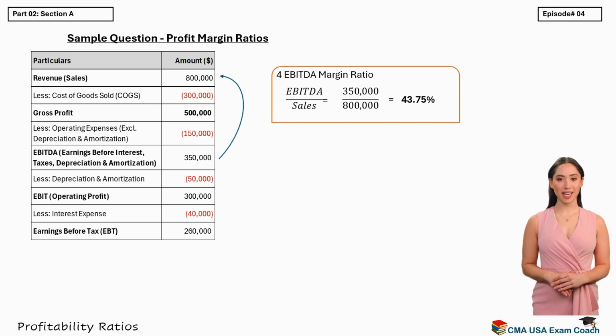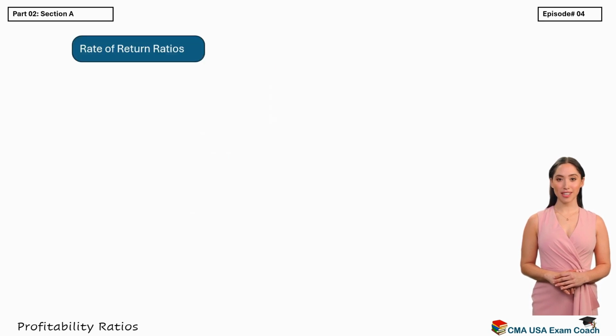These ratios are designed to measure how effectively a company is using its resources, such as assets and equity, to generate returns. They are especially useful for investors and stakeholders who want to assess whether the company is delivering a strong return on the capital invested. Let's begin the next section, rate of return ratios. These ratios help us evaluate how efficiently a company is generating returns from the resources available to it. In other words, they measure how well the company is using its assets, equity, and shareholder capital to earn profits.